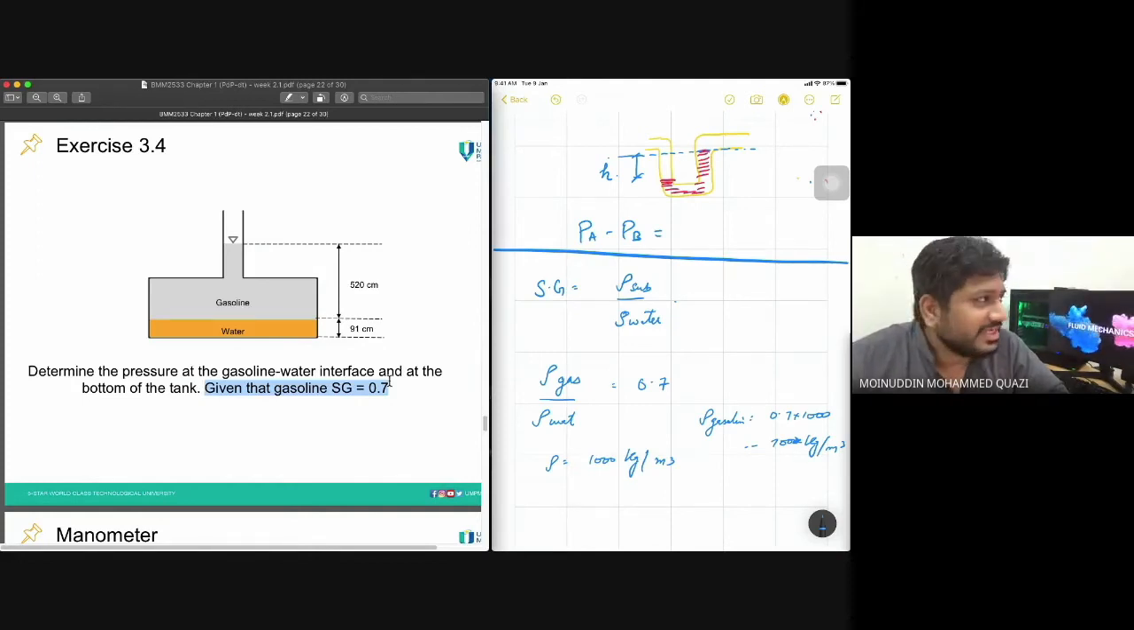So I hope you guys can solve this problem very easily. If there is any problem, let me know. Then I will solve it in the class also. Very easy.